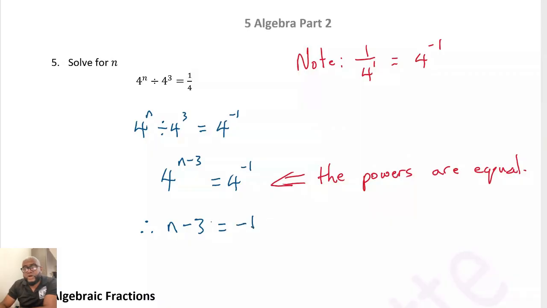Right? What do we do now to find n? What are we moving? We want to find n. What are you moving? When you carry 3 to the other side, what are you doing with it? n is equal to negative 1 plus 3. n is equal to 2. Everybody good here?